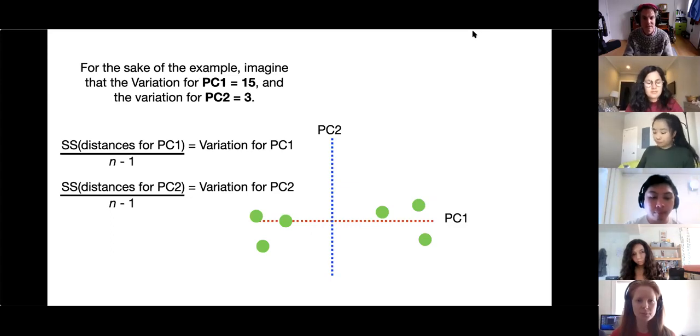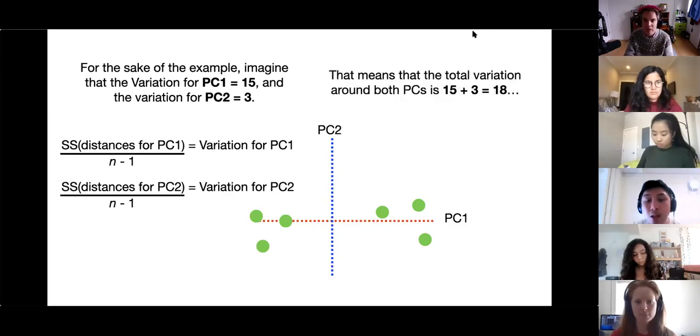For the sake of the example, imagine that the variation for PC1 is 15, and the variation for PC2 is 3. We can just look at the graph and see that there's more variation along PC1, because the dots are further apart than they are along the PC2 axis, or the y-axis. This means that the total variation around both PCs, in both dimensions, is 15 plus 3 equals 18.